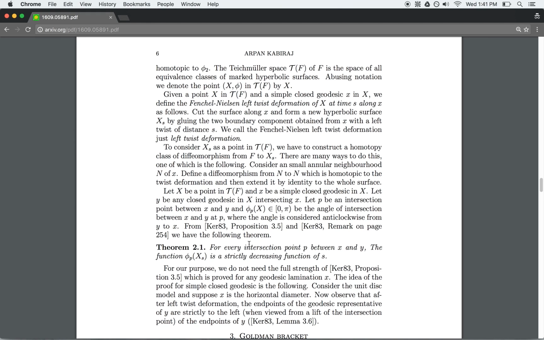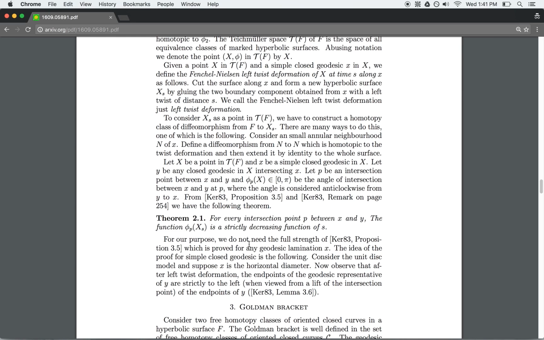To consider X_s as a point in T(F), we have to construct a homotopy class of diffeomorphism from F to X_s. There are many ways to do this, one of which is the following. Consider a small annular neighborhood N of x. Define a diffeomorphism from N to N, which is homotopic to the twist deformation, and then extend it by identity to the whole surface.